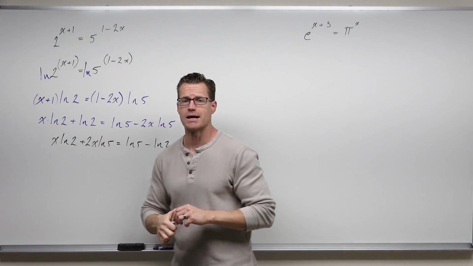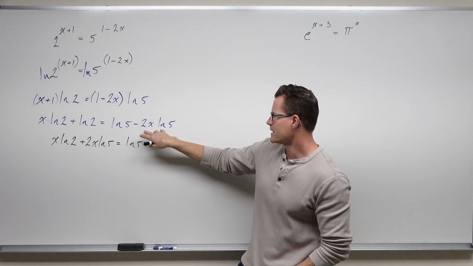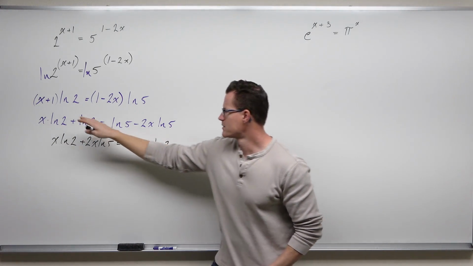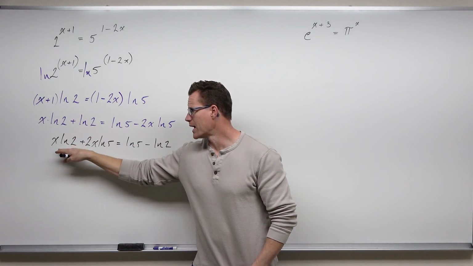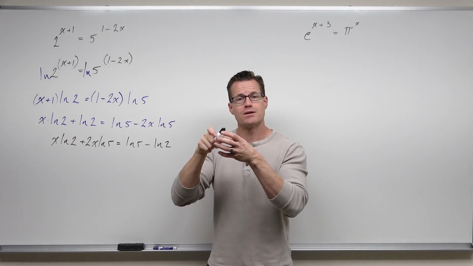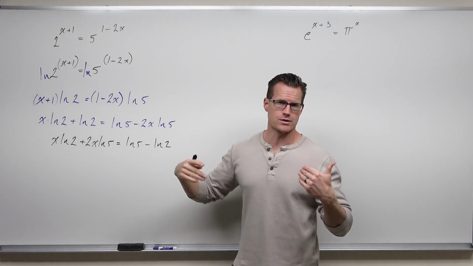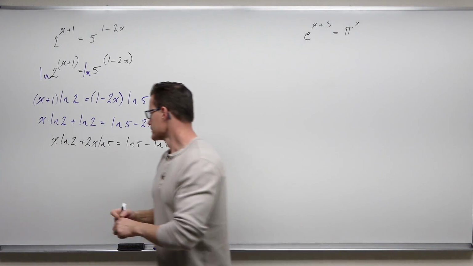It's really easy to make sign errors when we're moving terms around. So I've added 2x ln5. I've subtracted ln2. My other signs look pretty good. This is why we want to do it, so that we can group our x terms. Every term that has an x in it, we can factor that x. Terms that don't have x's don't need that, so they are on the other side. So we don't have to worry about factoring something they don't have.